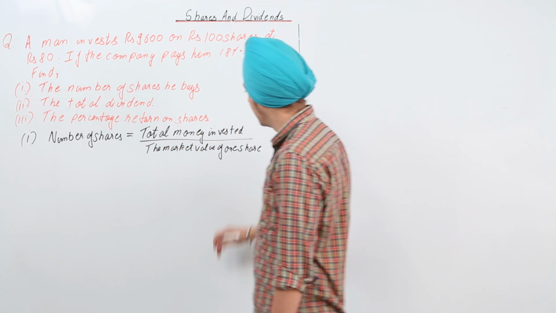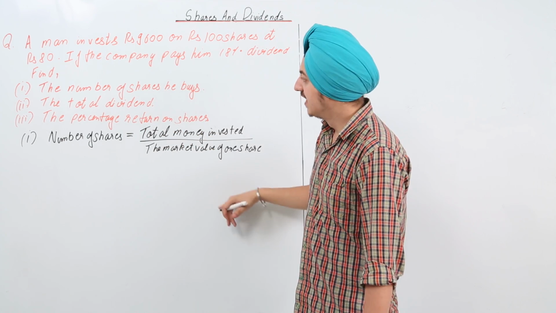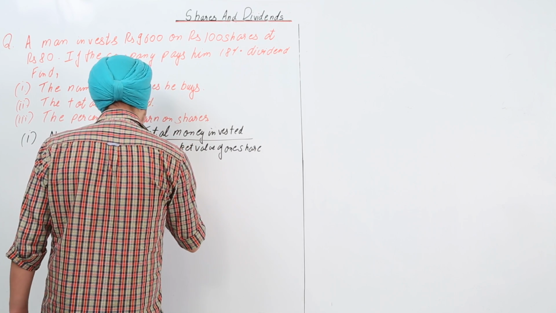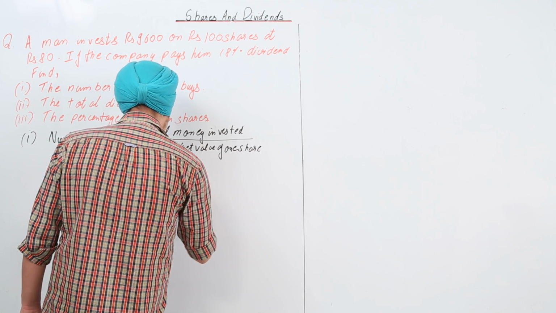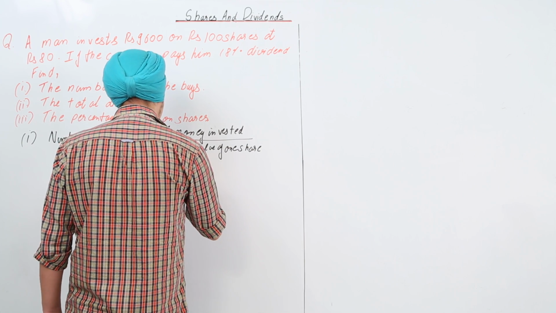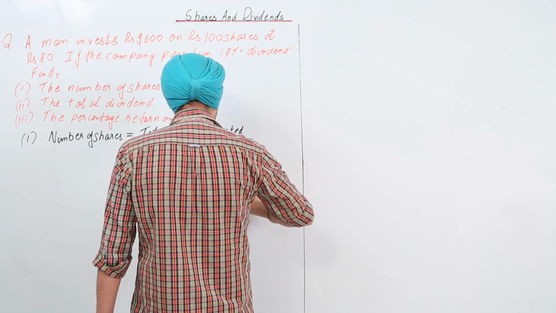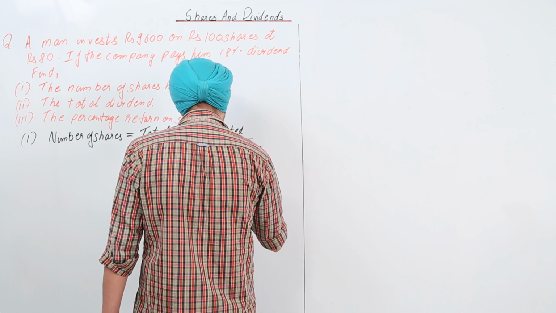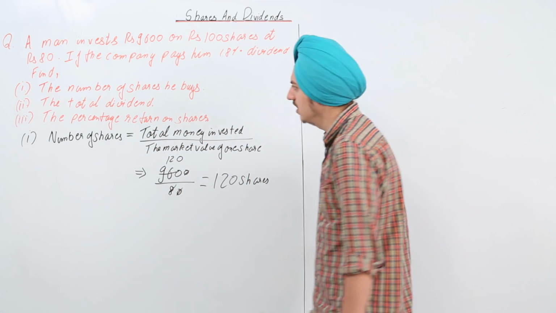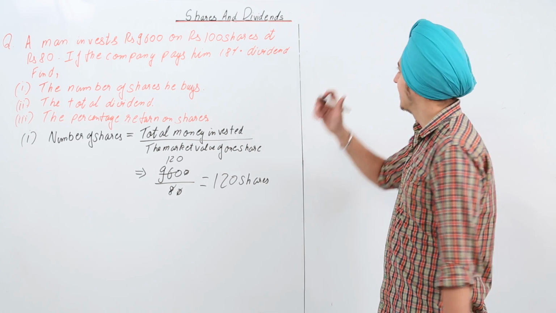If we know the total money invested, that is 9600, and market value of one share is rupees 80, we can find out the total number of shares, which gives us 9600 divided by 80, a value of 120 shares. So we have 120 shares in total. The second part says the total dividend. We have to find out the total dividend.